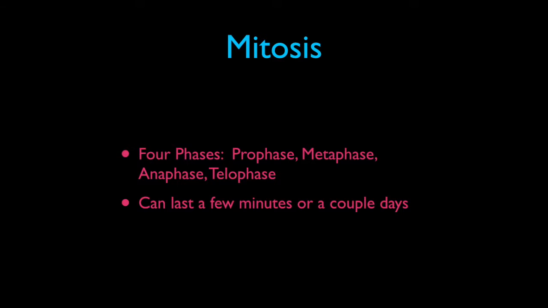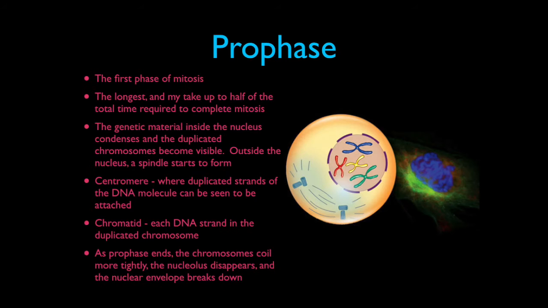Mitosis has four phases: prophase, metaphase, anaphase, and telophase. It can last a few minutes or it could last up to a couple days. The first phase in mitosis is known as prophase. This is the longest and may take up to half the total time required to complete mitosis. The genetic material inside the nucleus condenses and the duplicated chromosomes become visible. Outside the nucleus, a spindle starts to form.